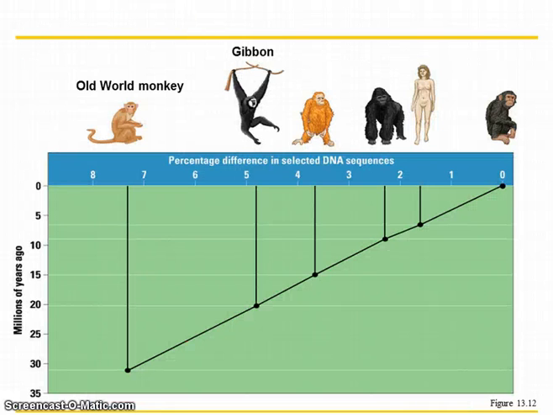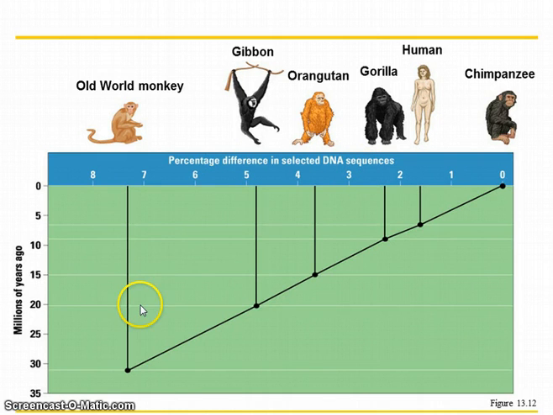Looking at the molecular biology of monkeys, you can see how similar the genetics are between different species. So Old World monkeys are the least similar. They branched off from a common ancestor the earliest. Then gibbons, orangutan, gorilla, humans, and chimps. I think this takes millions and millions of years.